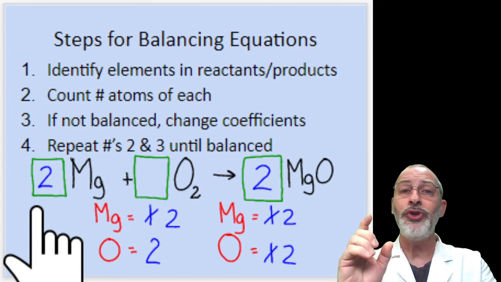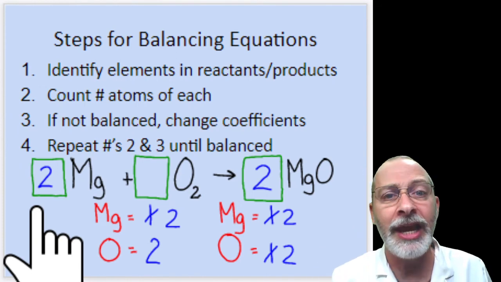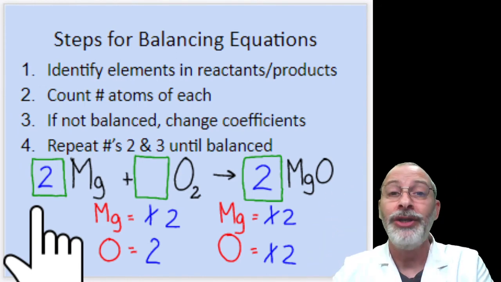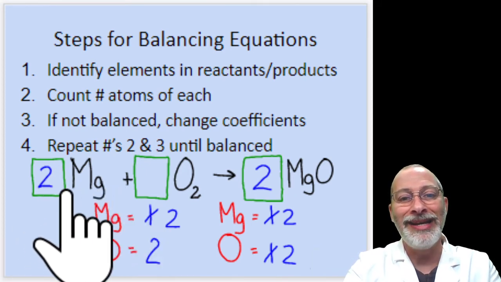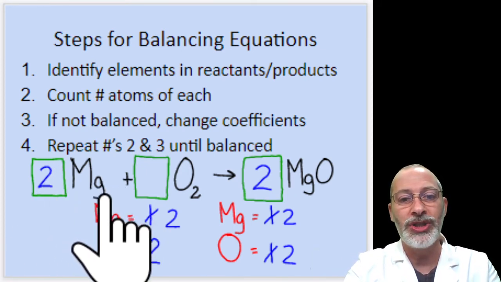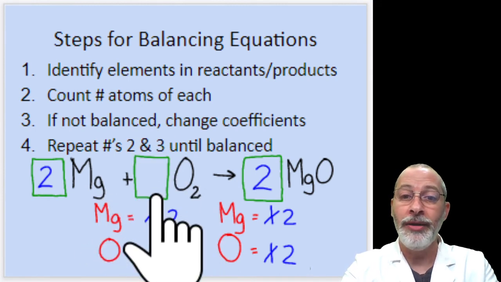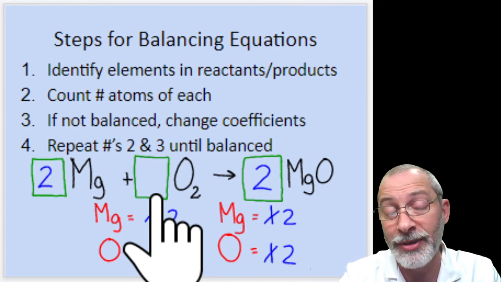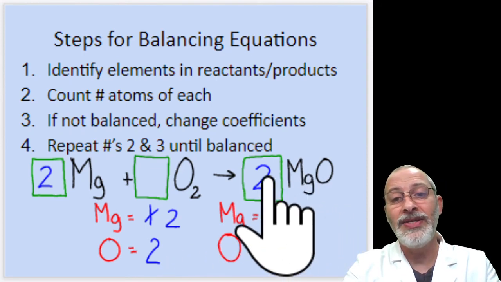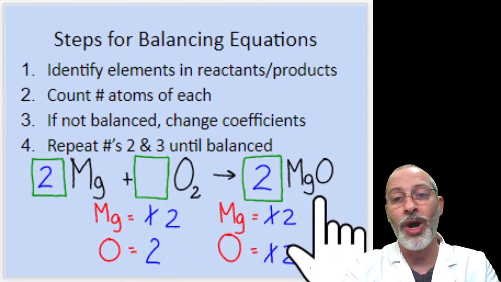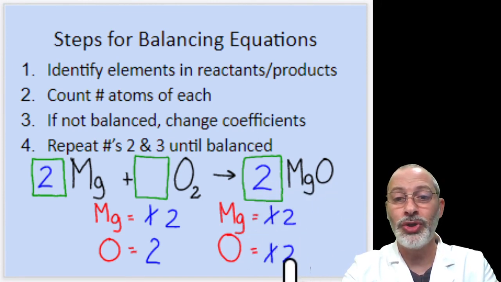And so whenever you make a change, I didn't hear you, let's try it again. Whenever you make a change, you must recount. So let's recount everything. How many magnesiums over here? 2 times 1 is 2. How many oxygens? 1, and by the way, when there's no coefficient, it's an implied 1. So 1 times 2 is 2. How many magnesiums over here? 2 times 1 is 2. How many oxygens? 2 times 1 is 2.